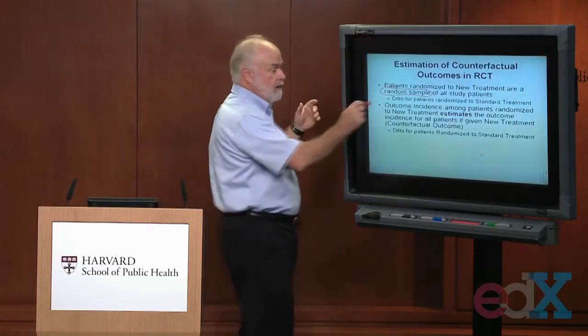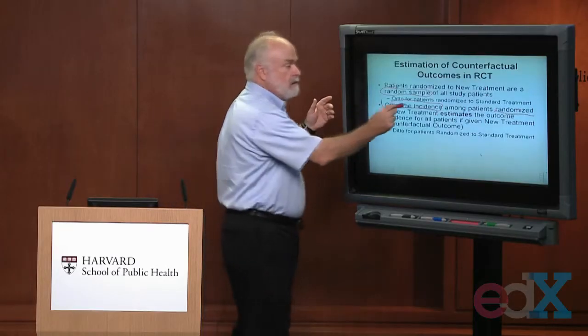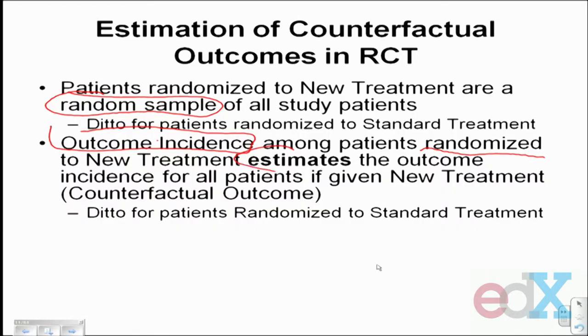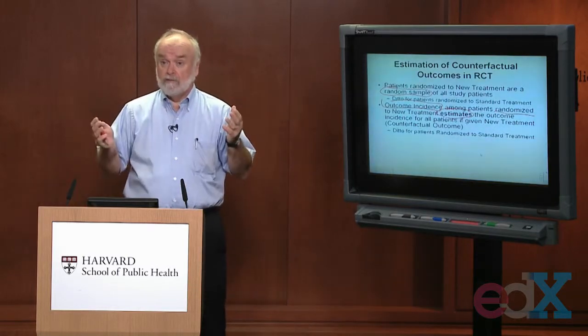Well, essentially, everybody has a 50% chance of being assigned to that new treatment arm. So the people who fall into that new treatment arm are essentially a randomly selected half of the original population. When I measure the outcomes among those people who were randomized to receive the new treatment, I'm measuring in a random sample of my original population. The observed outcome incidence among my randomized people is going to estimate what would happen to everybody in my study if everyone was given the new treatment.